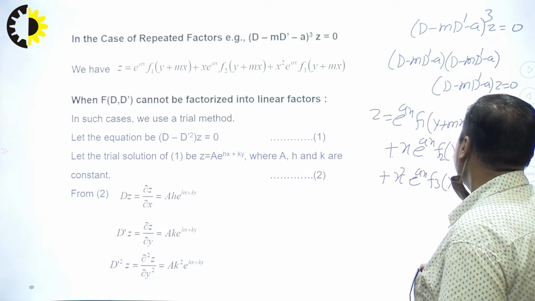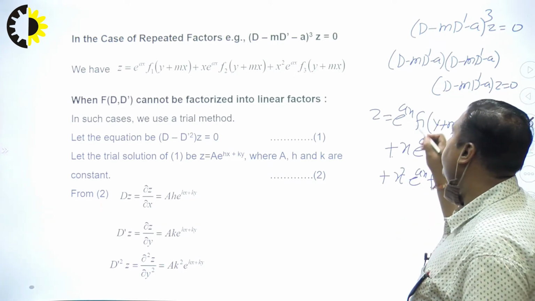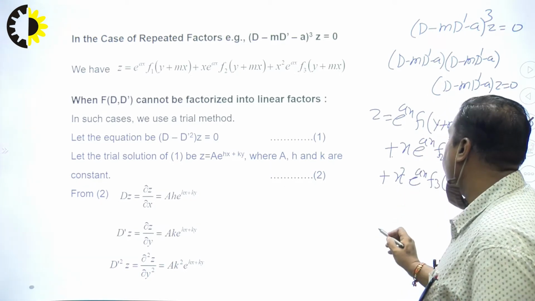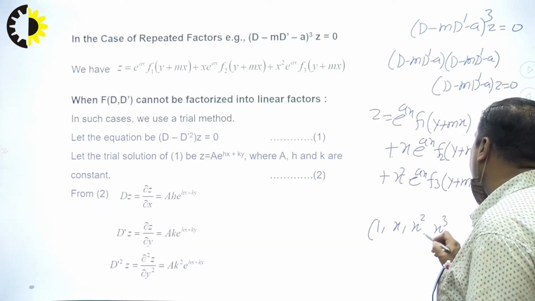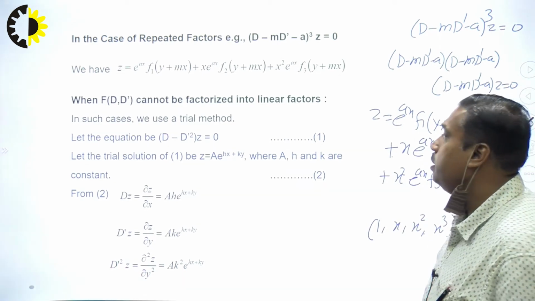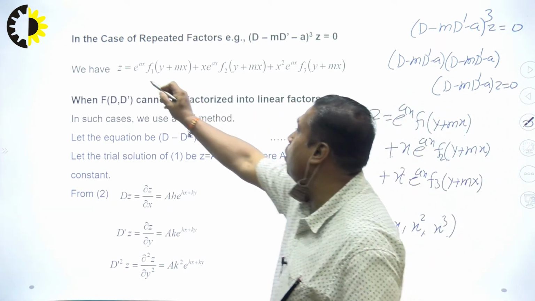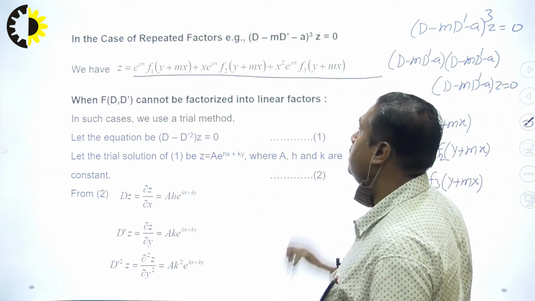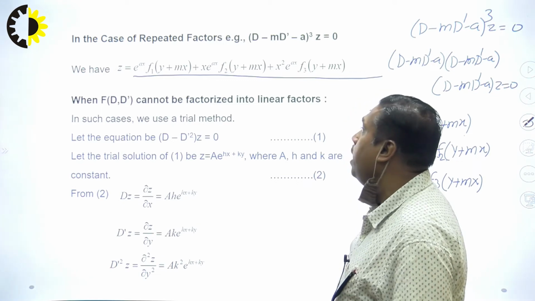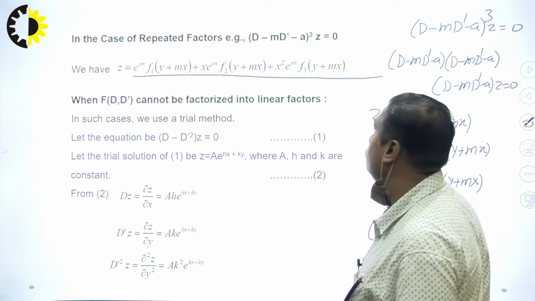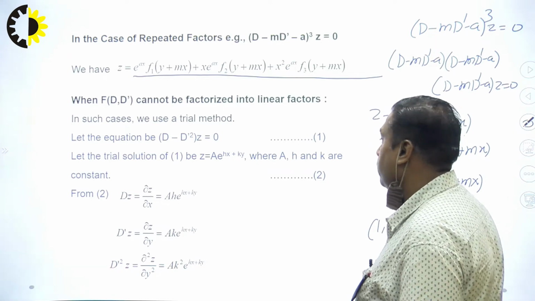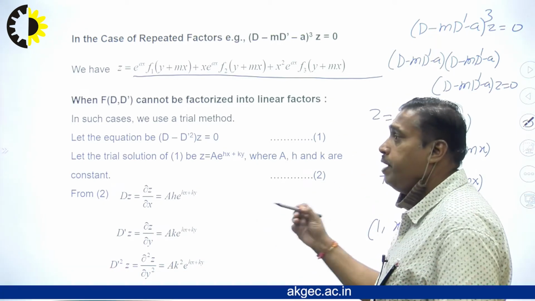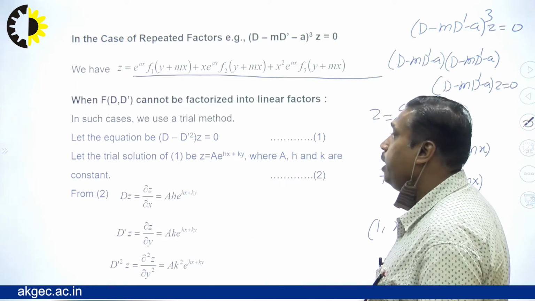That means when the function is repeated, then we take the values 1, x, x square, x cube and so on in each factor. Therefore, we have to take the solution as e to the power ax f1(y plus mx) plus x e to the power ax f2(y plus mx) plus x square e to the power ax f3(y plus mx). There are two cases: when the repeated roots are there, and when the single roots are there.